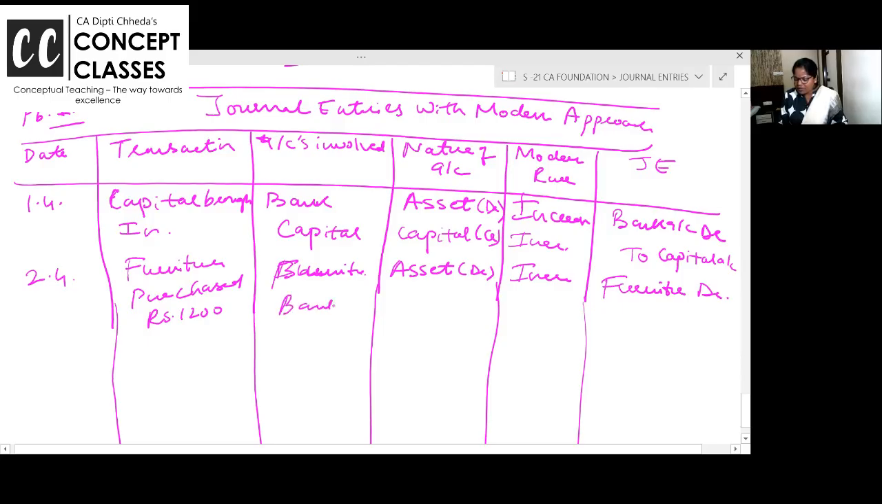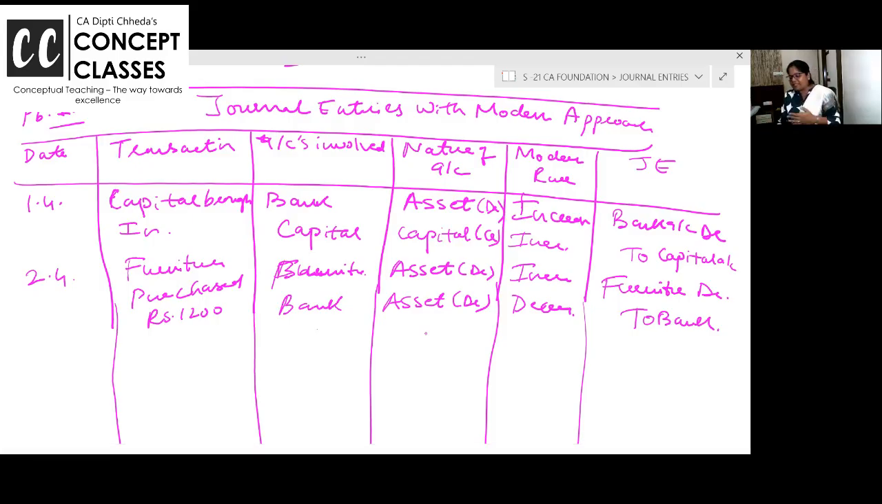Next account involved is bank. Bank is also an asset. What is the basic nature of bank? Debit. Money is coming into the bank, debit, but this time credit. It's decreasing. Bank balance is decreasing. Money is going out. Debit what comes in, credit what goes out. That is the real account rule, the traditional approach. In the modern approach, bank is an asset, basic nature is debit. More increase, debit. Decrease, credit.